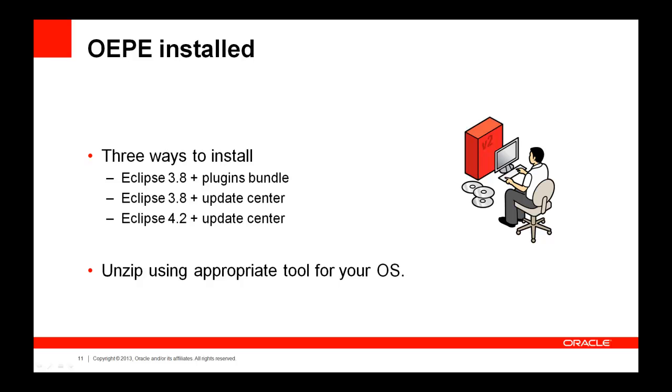Oracle Enterprise Pack for Eclipse doesn't have an installation process per se. Either you download it as a zip file from Oracle's website, or you put it on the top of an existing Eclipse 3.8 or 4.2 installation. For this, you use Eclipse's Update Center. If you download it as a zip file, use a tool appropriate for your platform in order to unzip it. On Windows, we recommend you don't use the Windows-provided facilities for zip file manipulation and use a third-party tool instead.